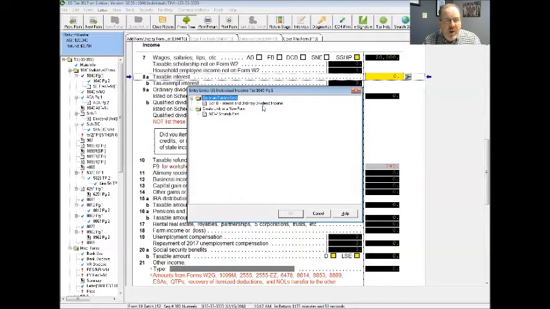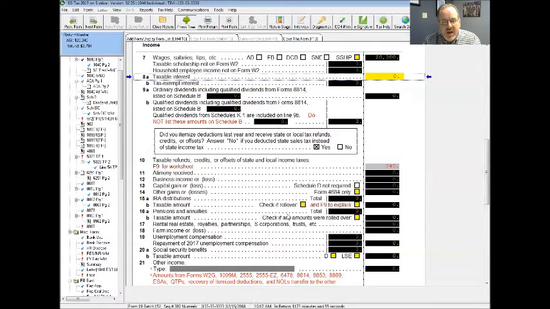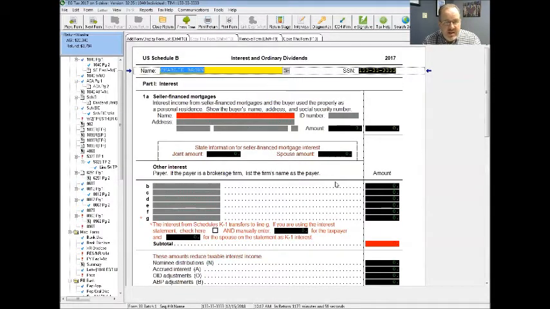We know our interest and dividends go on our Schedule B. Once we're into that Schedule B, we see this here. And again, if you have interest, this top section up here is only used if you're holding a mortgage for somebody. So the only time you're going to put anything in there is if you're holding a mortgage.